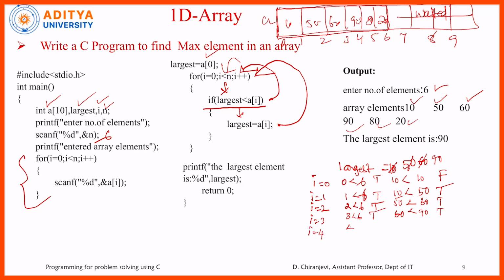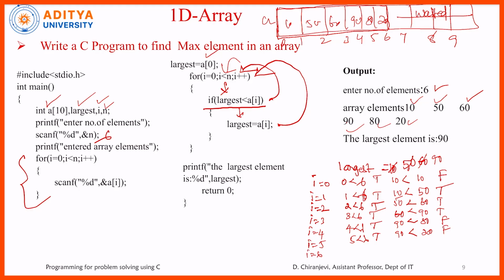I value is 4. 4 less than 6, again this is true. Now again the largest value, updated 90, is less than a of 4. A of 4 value, how much? 80. So 90 less than 80, false. If this is false, from the condition itself you go back to the iterator and update the loop. So I value 5. 5 less than 6 is true. Now you will check the condition: largest value, that is 90, is less than a of 5 value. A of 5 value is 20. So 90 is less than 20, this is false. Again from this condition itself you go back and update the I value.